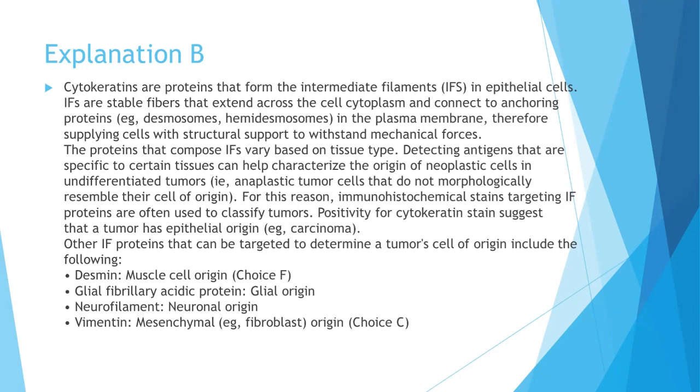Now, other intermediate filament proteins that can be targeted to determine a tumor cell origin include desmin, which is muscle cell origin, glial fibrillary acidic protein, which is glial origin, neurofilament, which is neuronal origin, and vimentin, which is fibroblast or mesenchymal in origin.